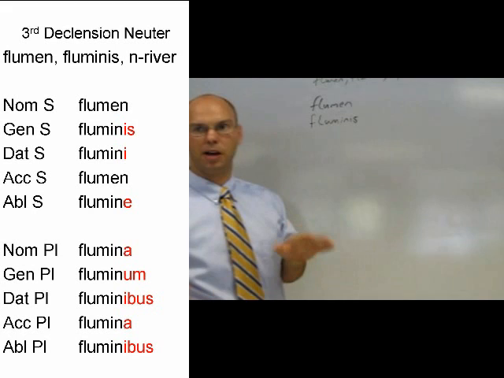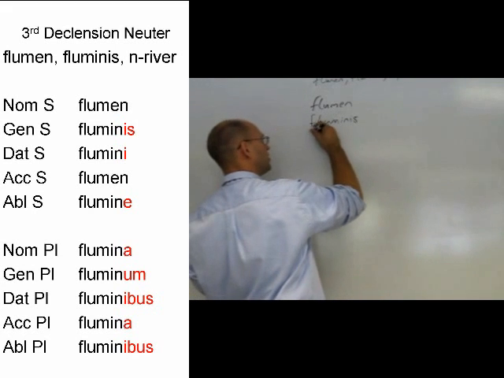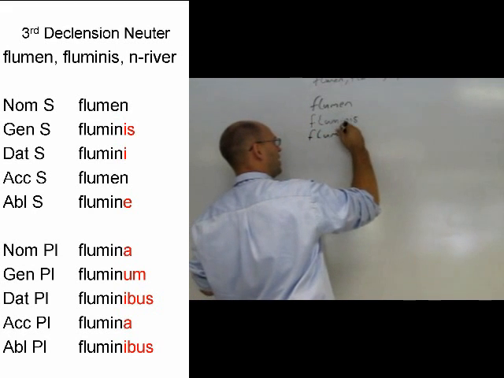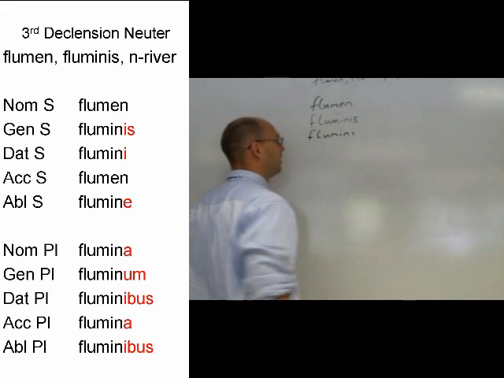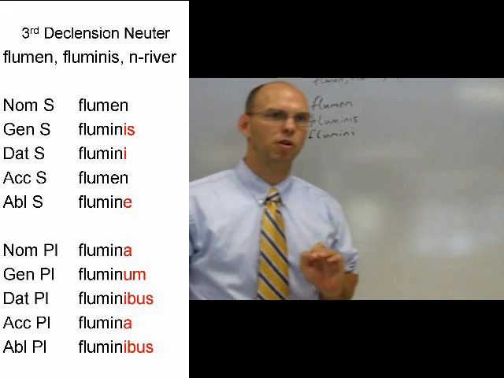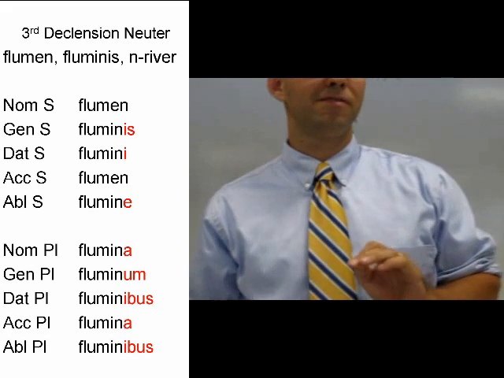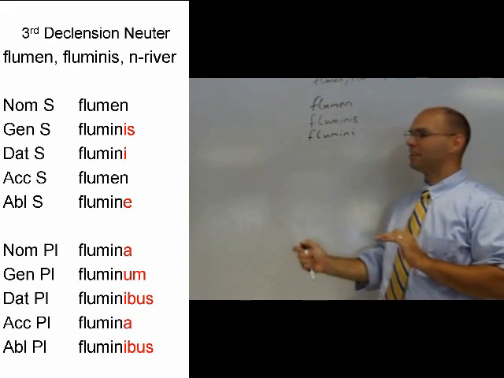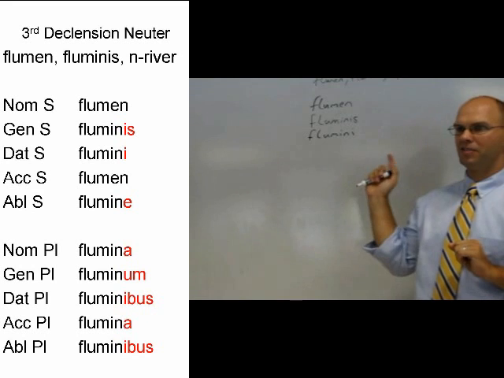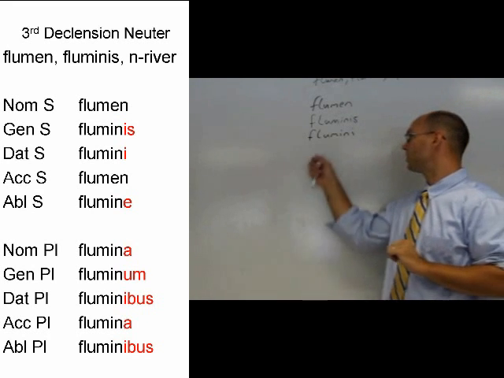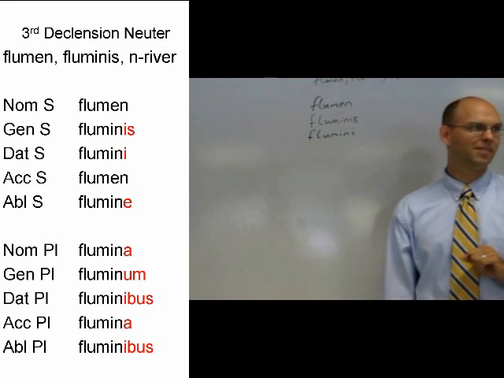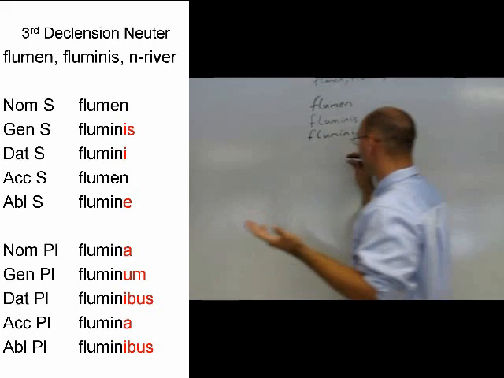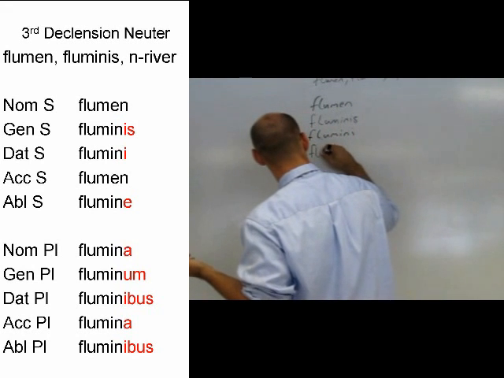Now, there's a couple tricky things here. So I go to the dative, and it's flumini. And remember what I told you about the neuter law? What's the neuter law? That the accusative is always the same as nominative, so what's the accusative? Flumen. It's exactly the same. Flumen.